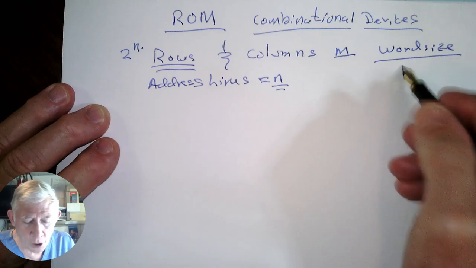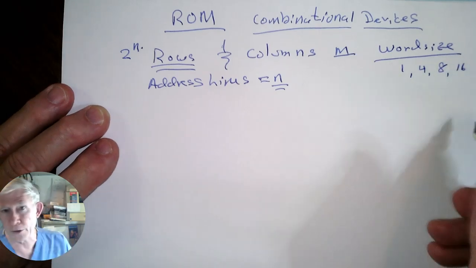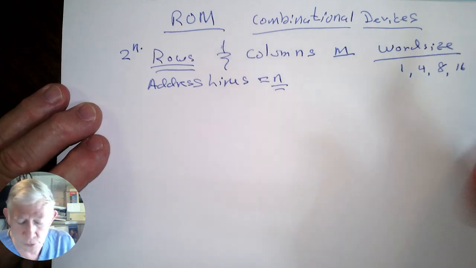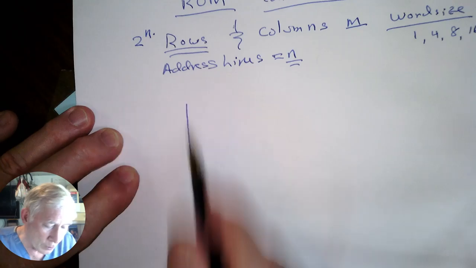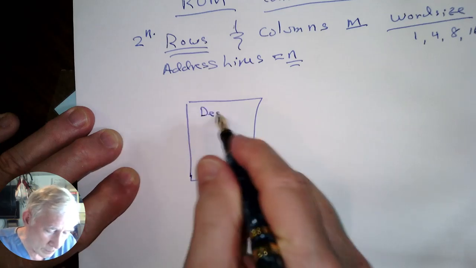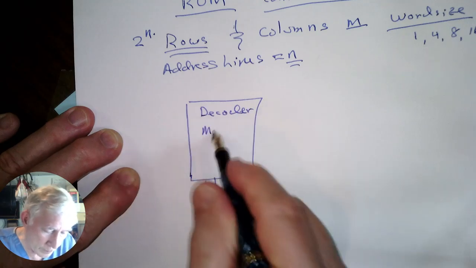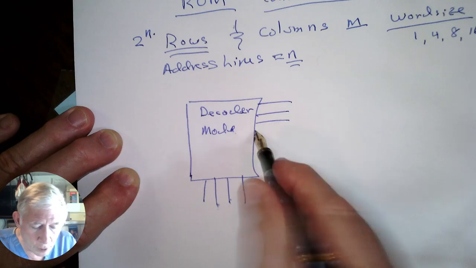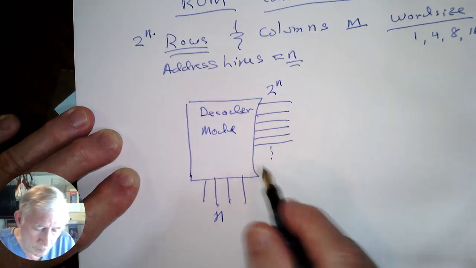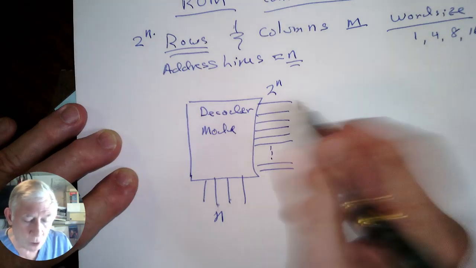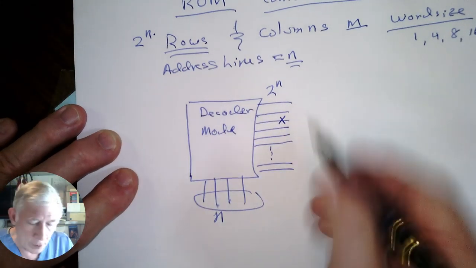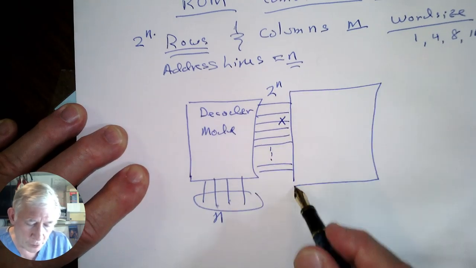And usually it's either 1, 4, 8, 16. It's usually a power of 2, but it doesn't have to be. Our n determines how many rows we have and how many address lines it takes to address those rows. Normally the way the ROM is put together, the address lines go into a decoder module. If we have n address lines, the decoder will have 2^n row lines. When you put the address in, one of these row lines will light up and be a 1, and all the rest will be a 0. They connect over here to our storage area where we put our data.